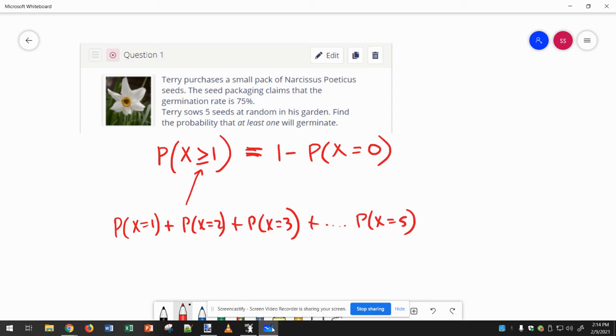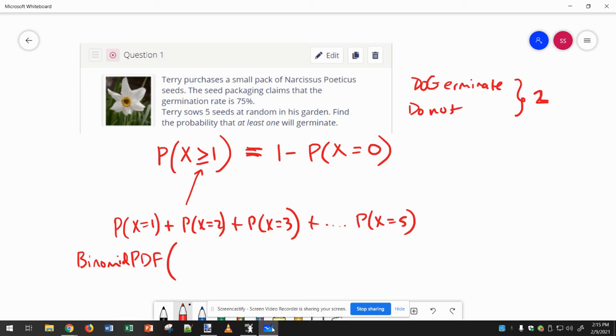We'll have to do them all separately using the PDF, binomial PDF. How do we know it's binomial? Well, because they either do germinate or they do not. There's only two possibilities, and so that's how we know it's binomial.